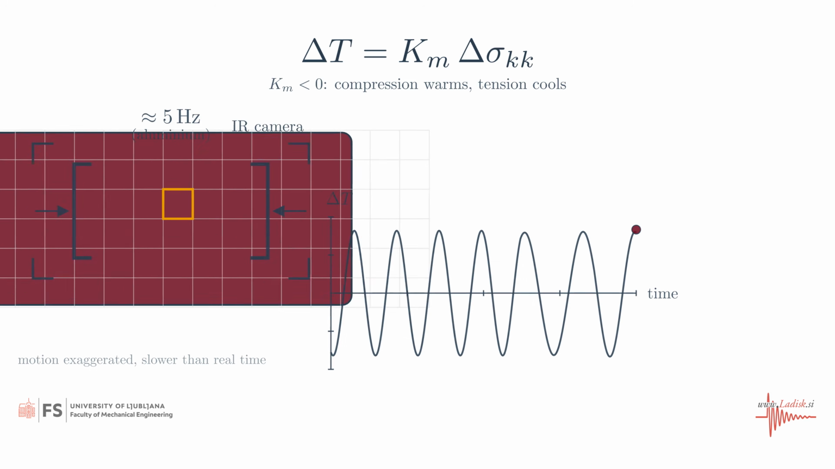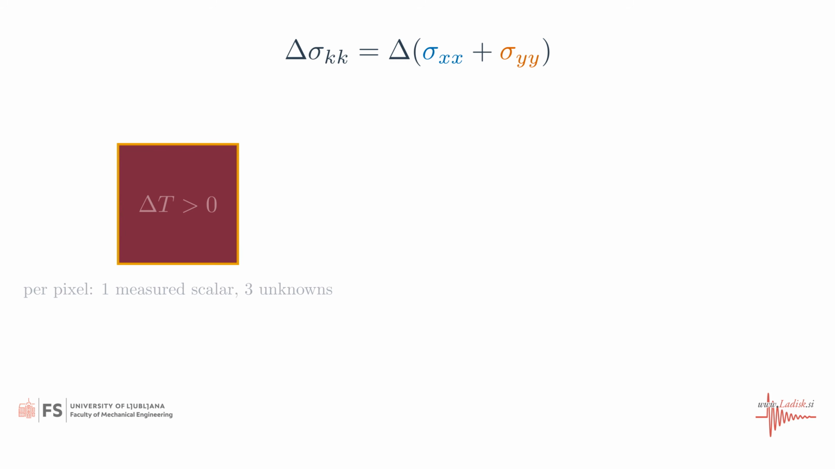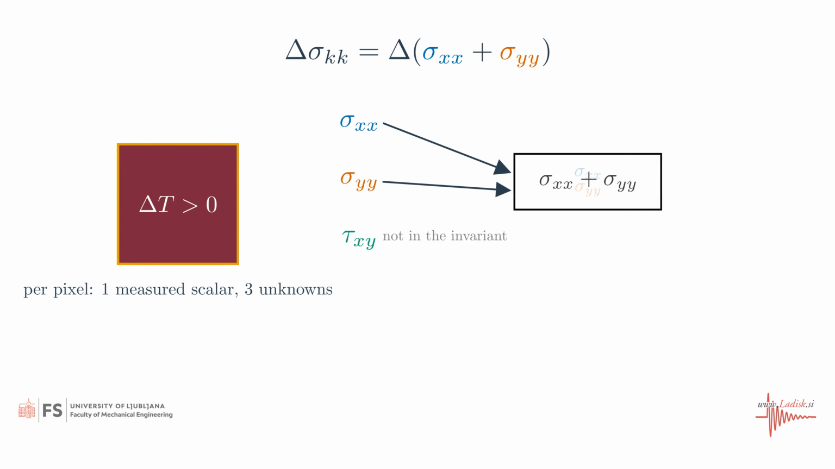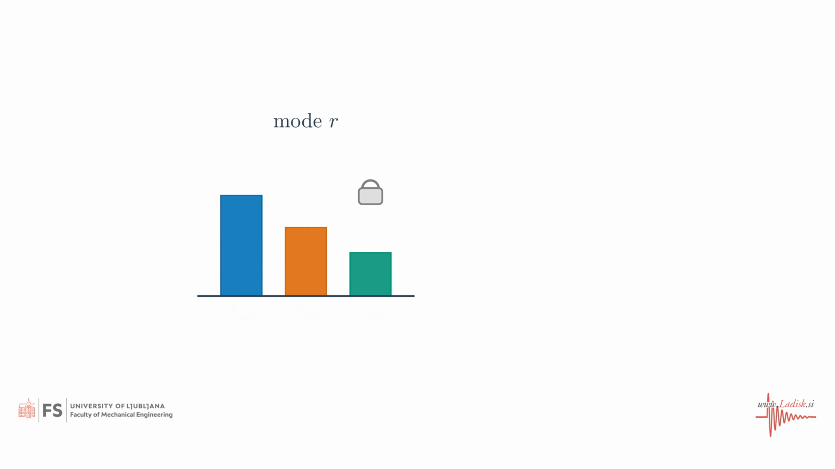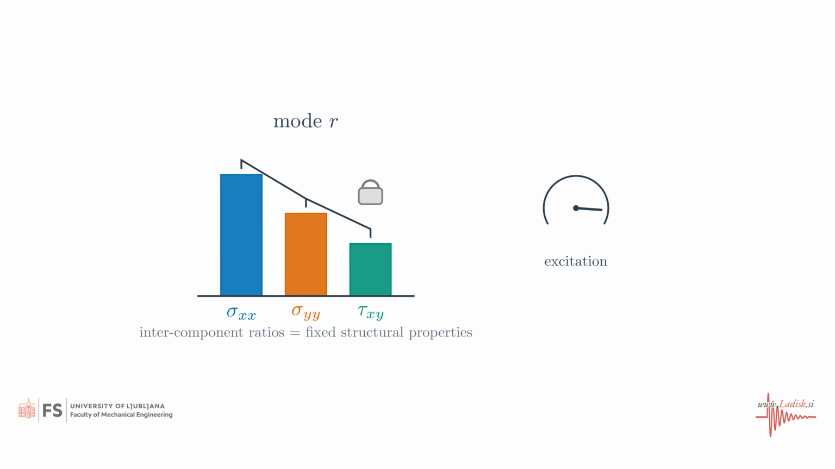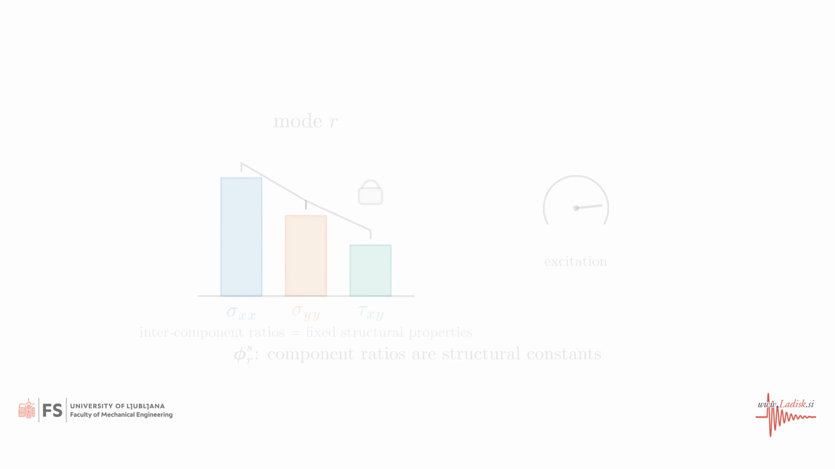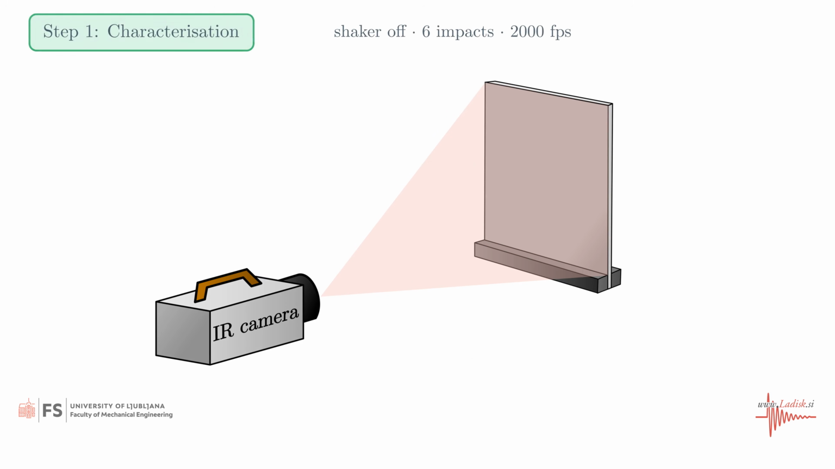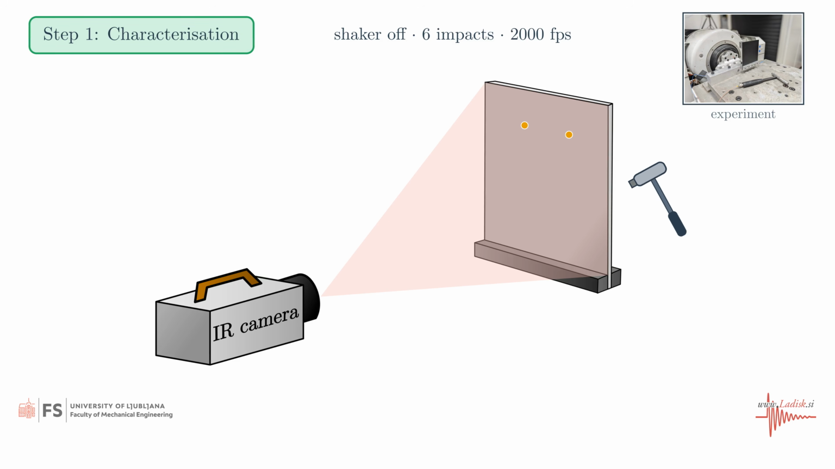Each pixel collapses to one scalar, sigma xx plus sigma yy, and the shear never enters it. Within each mode, the ratios between the stress components are fixed structural properties, independent of excitation. Step 1. Characterization. This step is done with the shaker off. A modal hammer taps 6 points on the back, while the camera films the painted front.